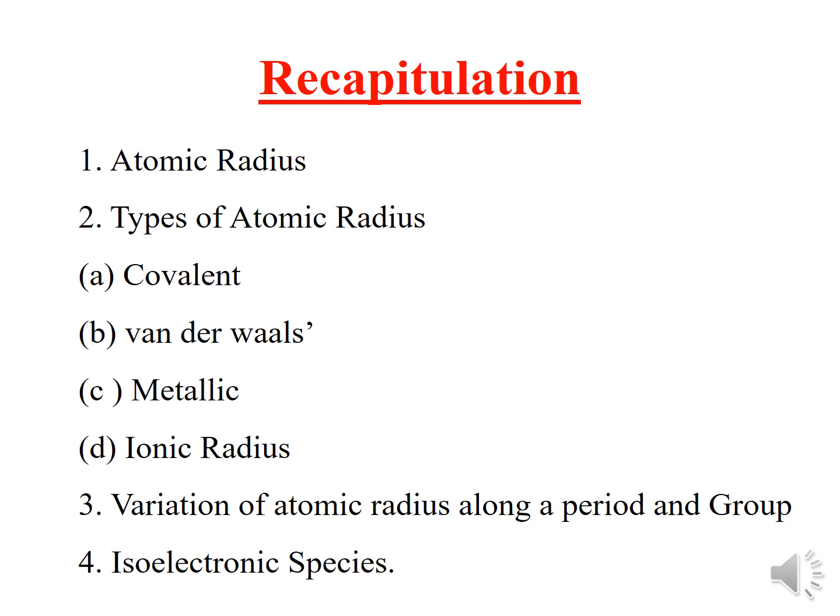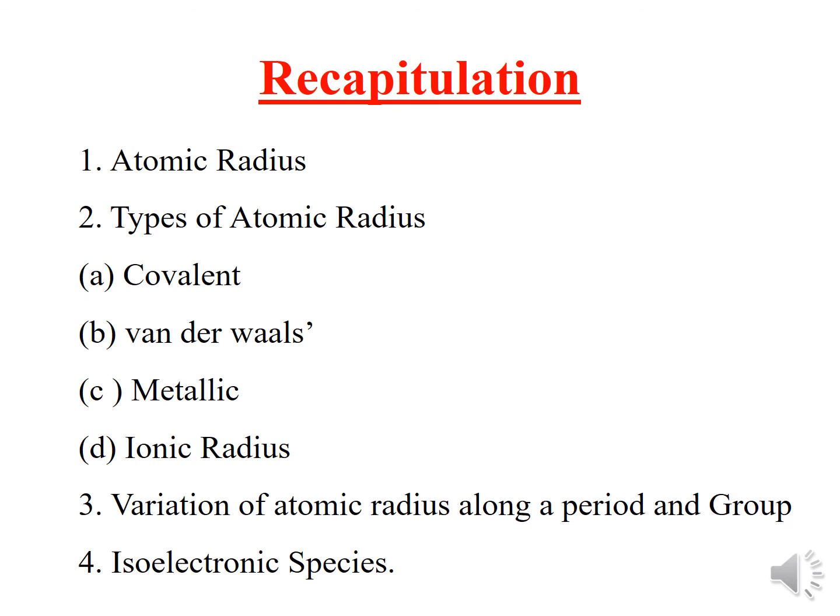Then we studied the variation of atomic radius in a period and group. If we move from left to right, atomic radius decreases. This is due to an increase in the number of electrons, which in turn increases the effective nuclear charge. But the size of noble gases will be greater because in the case of noble gases there is van der Waals radius. And in a group, if we move from top to bottom, there is addition of a new shell. Due to that, atomic radius increases as we move from top to bottom in a group.